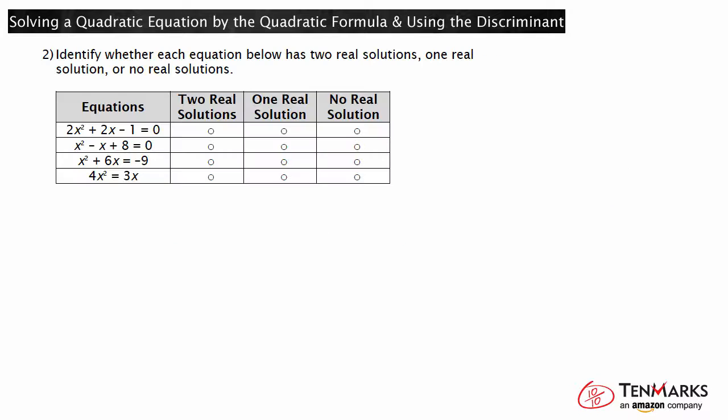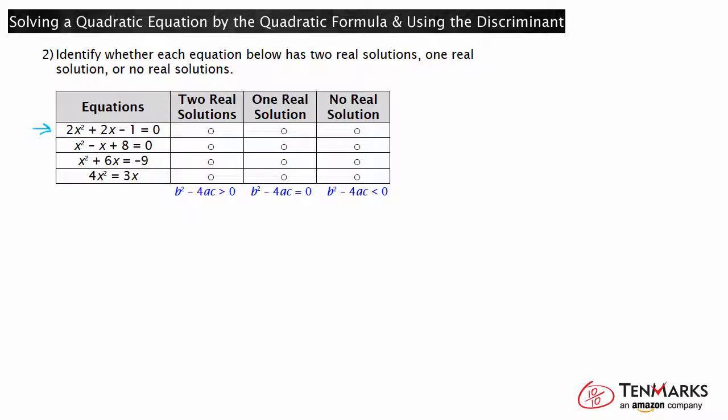Now let's look at another example. Identify whether each equation below has two real solutions, one real solution, or no real solutions. Remember that a quadratic equation has two real solutions if b squared minus 4ac is greater than 0, one real solution if b squared minus 4ac equals 0, and no real solution if b squared minus 4ac is less than 0. Let's look at the first equation.